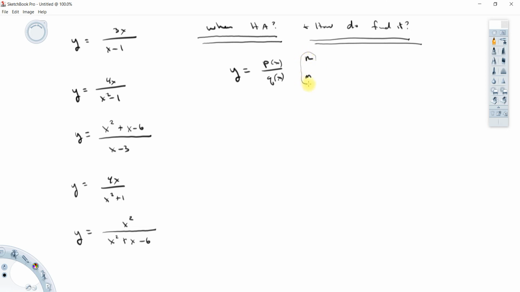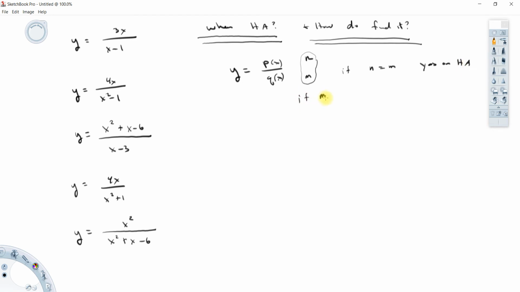If these are of the same power, that means that long term the function will converge to some constant, and you'll see examples of that here in a minute. If n is equal to m, you will get a horizontal asymptote. I'll just put yes on horizontal asymptote, and we'll see examples how to find it in a minute.